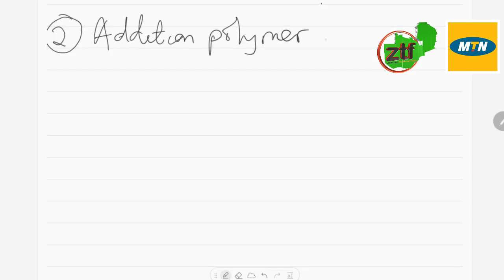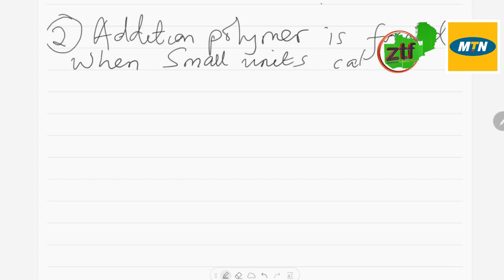An addition polymer is a polymer formed when small units called monomers join. And the process is known as polymerization. So the structure drawn below is this one.